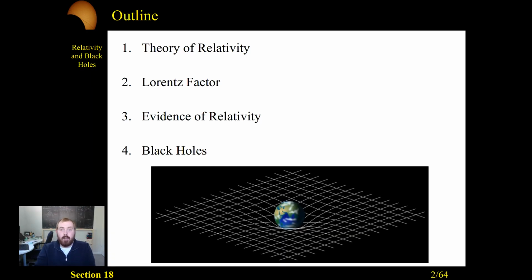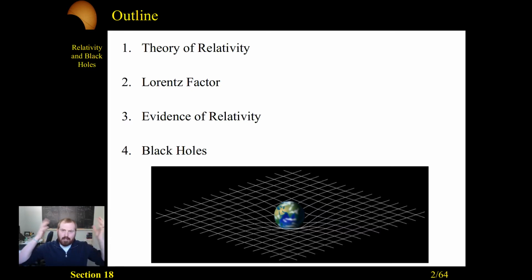The outline is going to be: we're going to lay out the ideas of relativity. What the heck is it? And we'll do a couple of thought experiments to get a conceptual idea of the ramifications of this theory. Then we'll discuss in detail this idea of the Lorentz factor, a quantity used to measure relativistic effects. After that, we'll talk about the actual evidence for relativity.